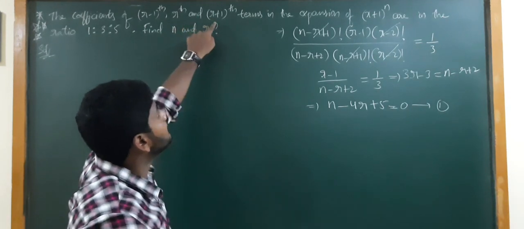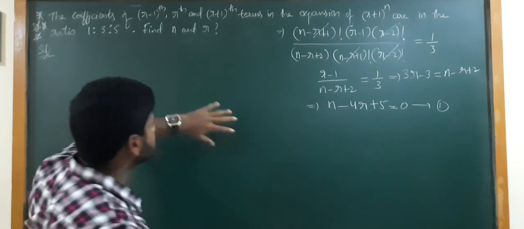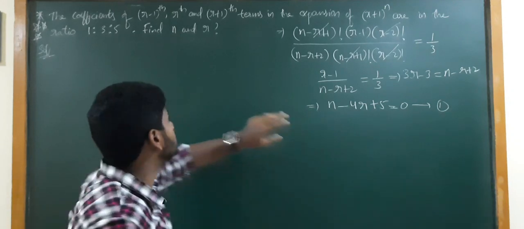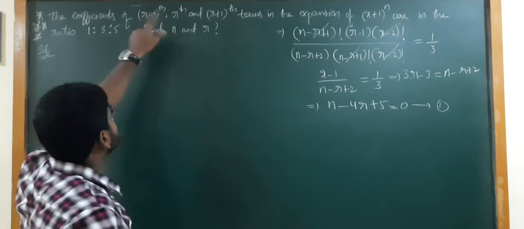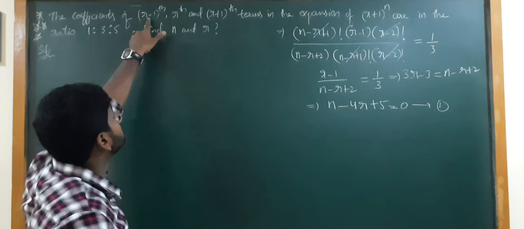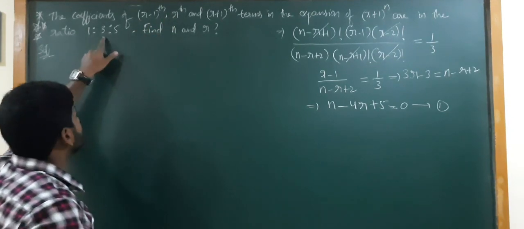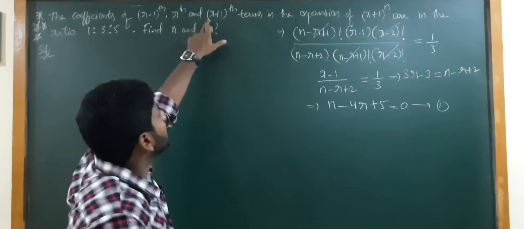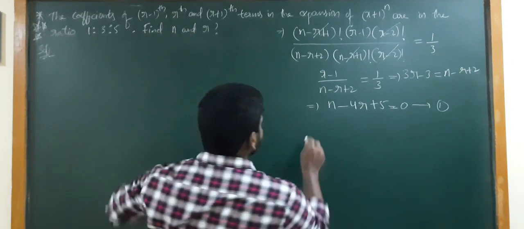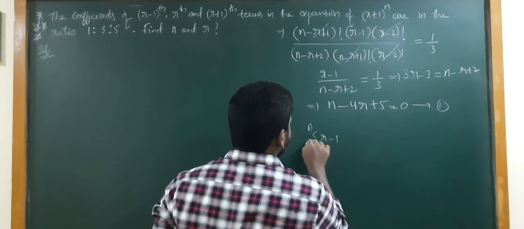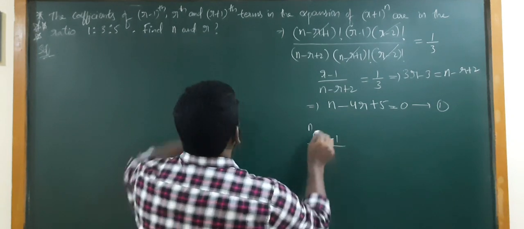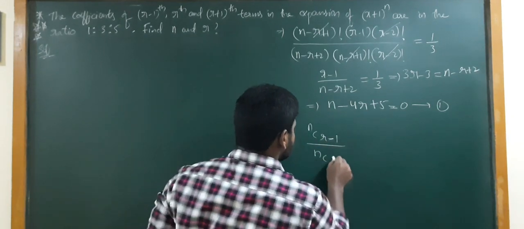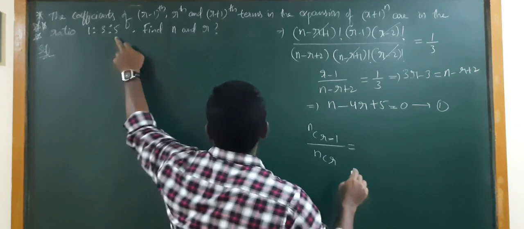The rth term by the (r+1)th term. First condition, how we got this n−4r+5? The (r−1)th term by the rth term is equal to 1 by 3, we got this one. Next, the rth term by the (r+1)th term. The rth term means nC(r−1), divided by the (r+1)th term, which means nCr, which is equal to 3 by 5.